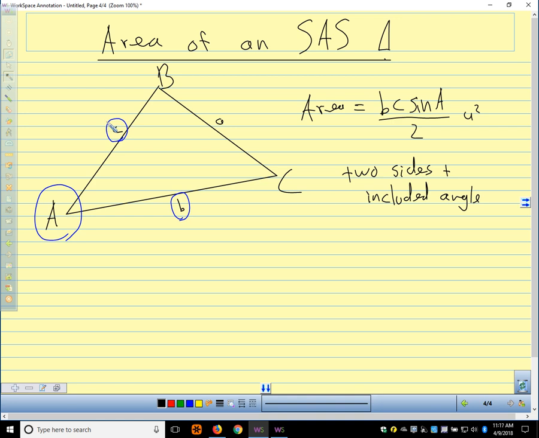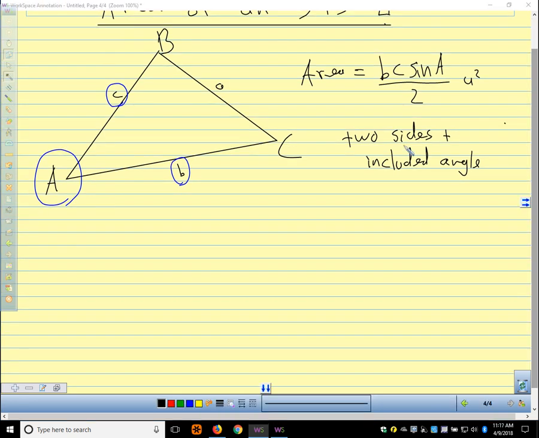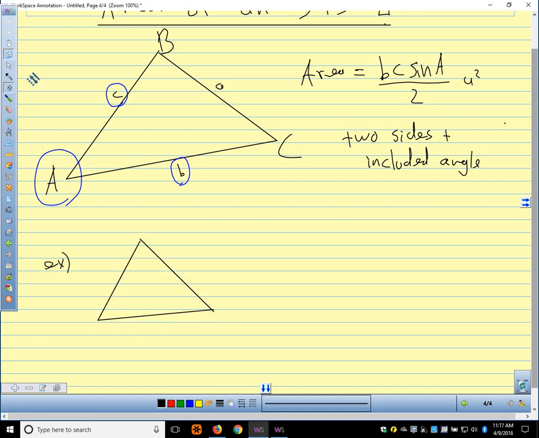This formula comes from the law of sines. That's why it kind of looks like it might have something to do with law of sines, because it has a sine in it. So our formula comes from law of sines. Nice thing about this formula, it's really easy to use. So if we have a triangle and we know two sides and an angle, we can find the area very easily.